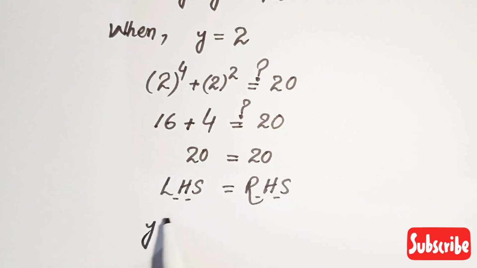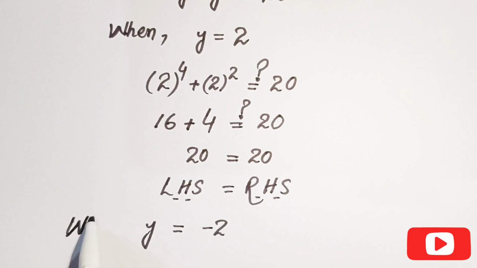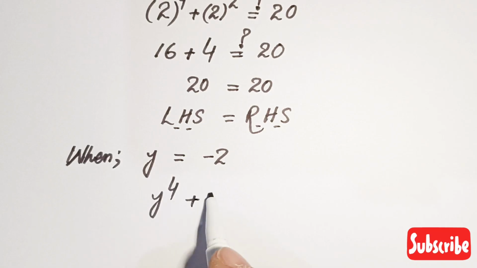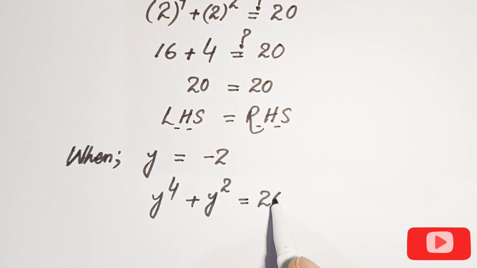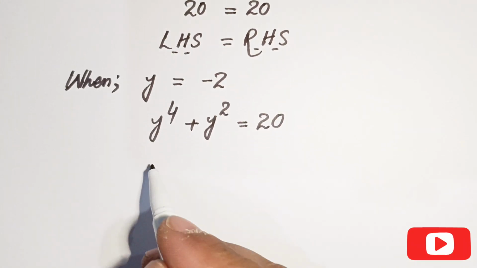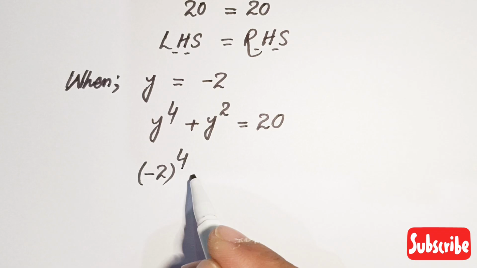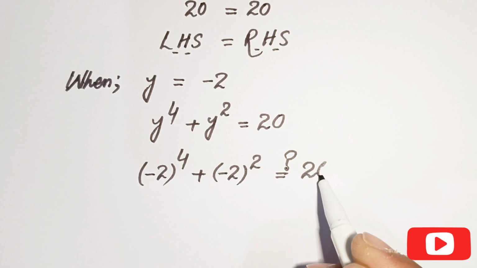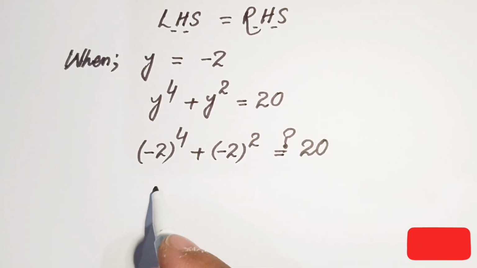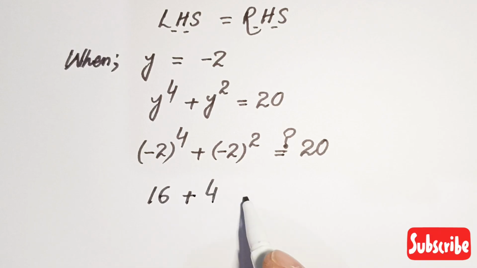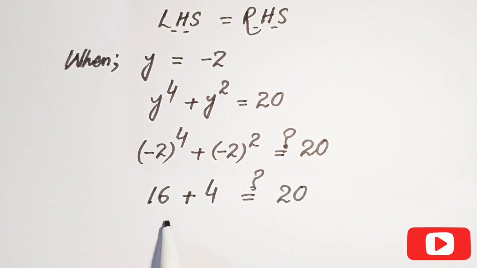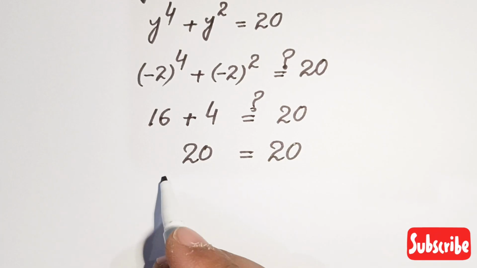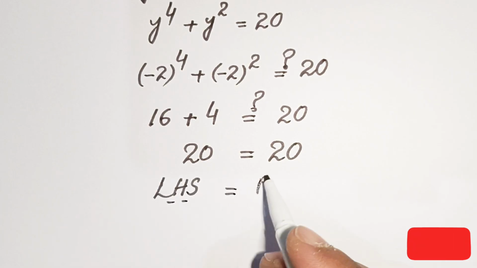Now we are going to put y is equal to minus 2. Our problem is y to the power 4 plus y squared is equal to 20. Putting the value of y, which is minus 2, we get minus 2 to the power 4 plus minus 2 squared, which is equal to 20. Minus 2 to the power 4 is equal to plus 16, and here it is plus 4, so it is 20. 16 plus 4 is equal to 20, so 20 is equal to 20. Hence our left hand side is equal to the right hand side.